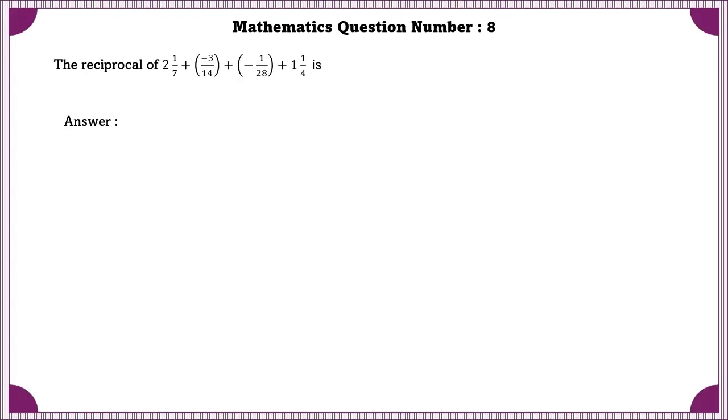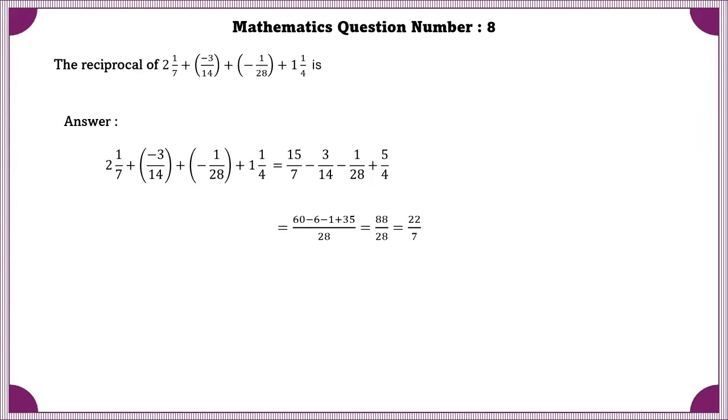Mathematics question number 8. The reciprocal of the given expression is. First, let us solve the expression and convert all the mixed fractions into improper fractions. Then taking LCM and simplifying, we will get 22 by 7. Since they have asked for the reciprocal, the reciprocal of this given expression is equal to 7 by 22.